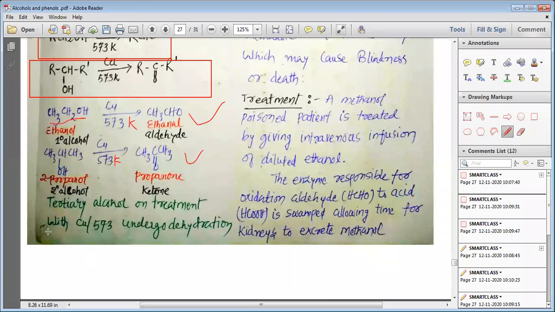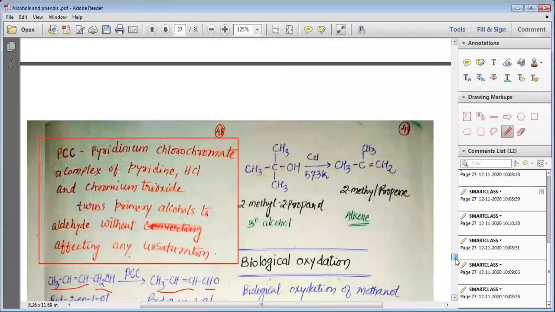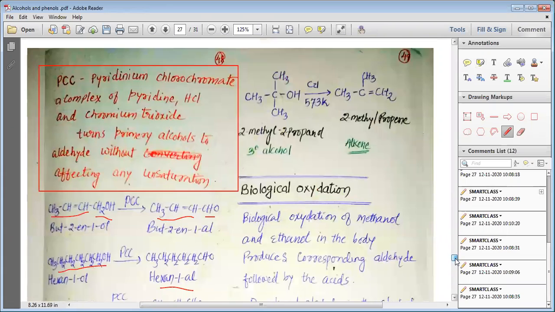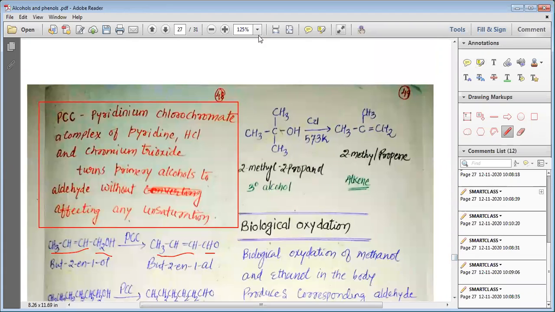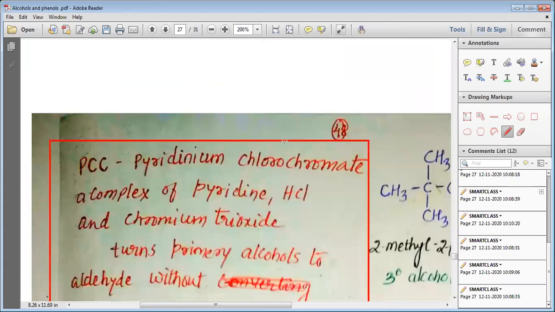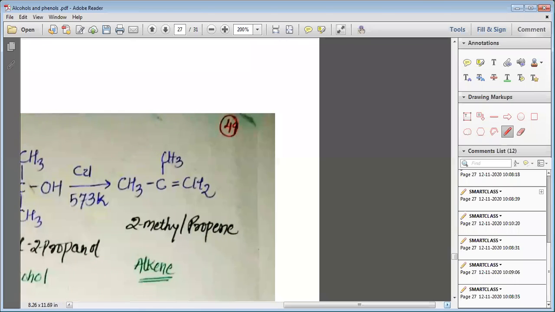Now, my dear students, we can heat the tertiary alcohol also with the Cu at 573 Kelvin. So we can heat this tertiary alcohol even in the presence of the copper metal at 573 Kelvin temperature. Let us see what happens.